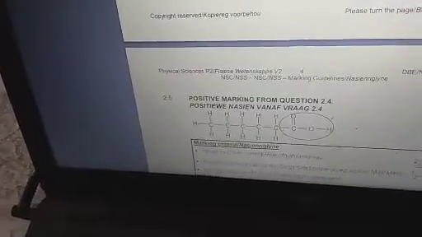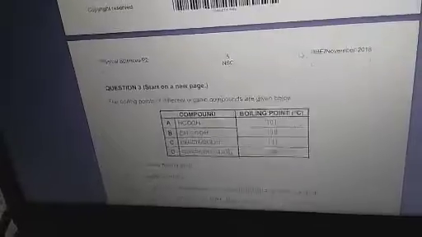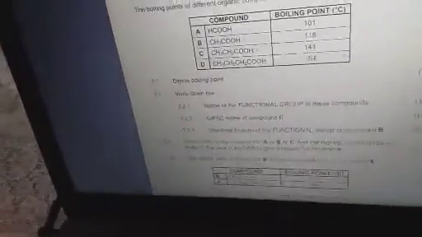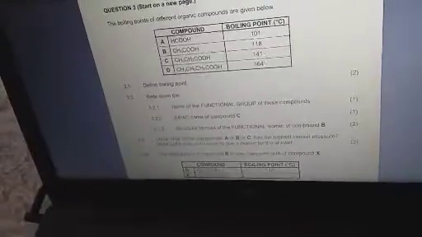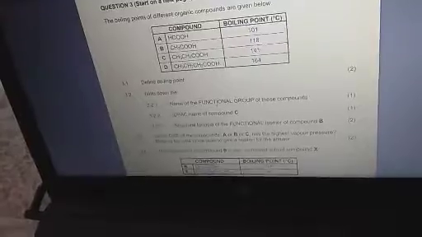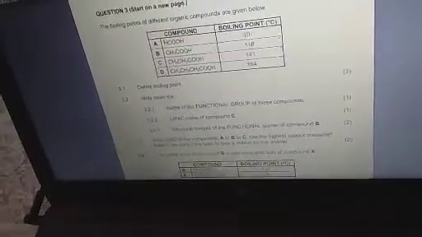Let's do question 3 and see how far we can go with it. It's a boiling point question. I haven't reached this part yet, but it seems like we can answer this one. Define what boiling point is. Whatever it is, we don't have time for that now. Write down the name of the functional group of this compound.